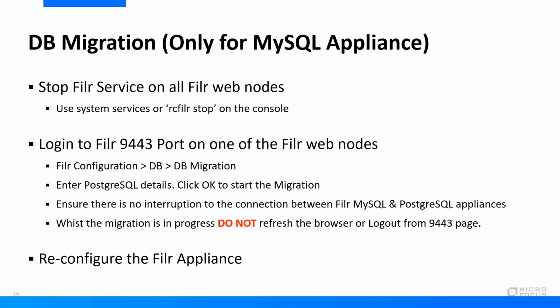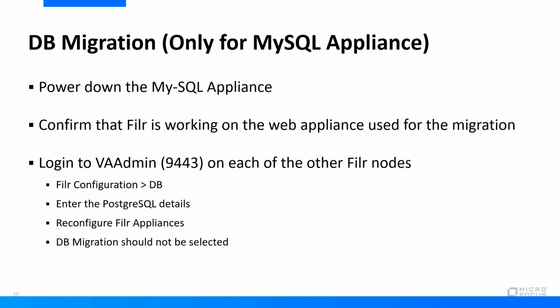And finally, you need to go in and reconfigure the Filr appliance that you've got there. Once the migration is complete, power down the MySQL appliance, and what I tend to do is just go in, hit the web node that we've got there, and just confirm that Filr actually is working fine. Once you've confirmed that, log into VA admin on each of the other web nodes that you've got and go into the Filr configuration database.